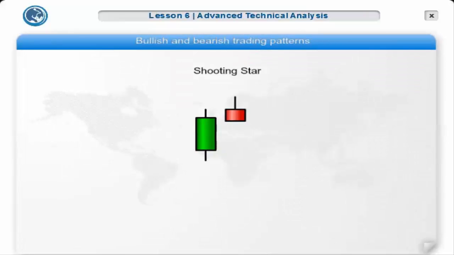Bullish and bearish trading patterns. Shooting Star. This is a reversal pattern that takes place over 2 days and indicates a bearish outlook. On the first day, the candlestick is long and usually green, supporting the major trend. The following day, the price opens near or slightly higher than the first candlestick's closing price and closes slightly lower, with a slightly longer shadow than the candlestick itself.